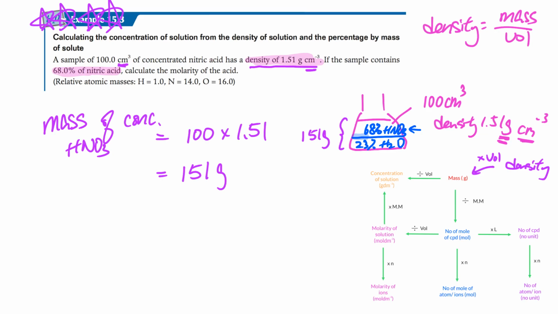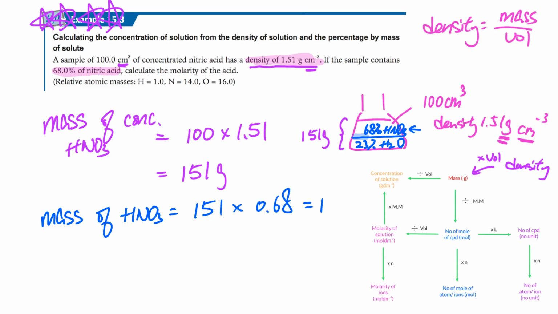So this one actually is not difficult, because you know the total mass already. So the mass of HNO3 would be equal to 151 times 0.68. That means 68%. So this will be 102.7 gram. After you do all this, you will find the mass already, and then our ultimate goal is to find out the molarity of the solution. So you may go down this way.